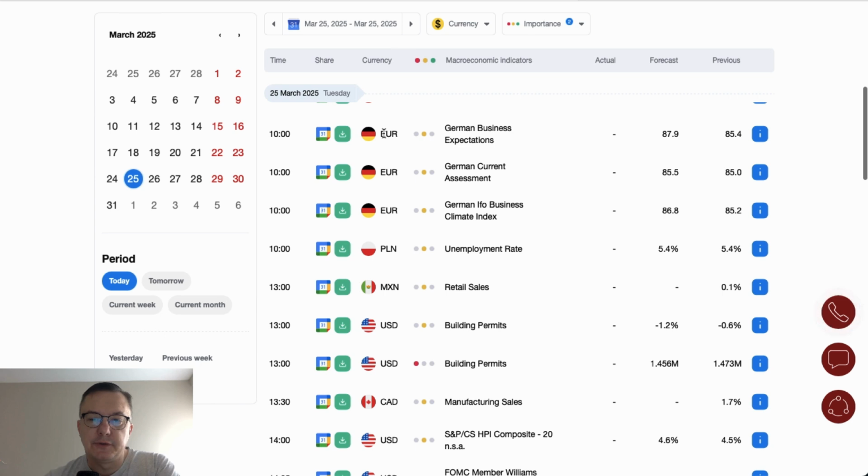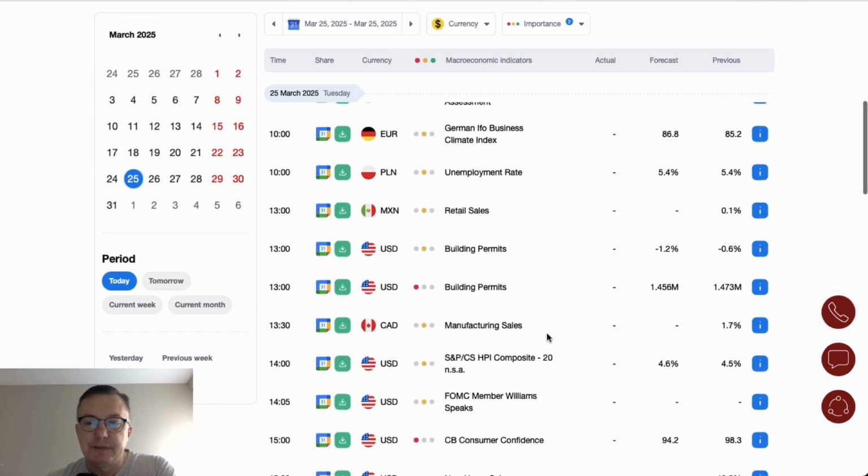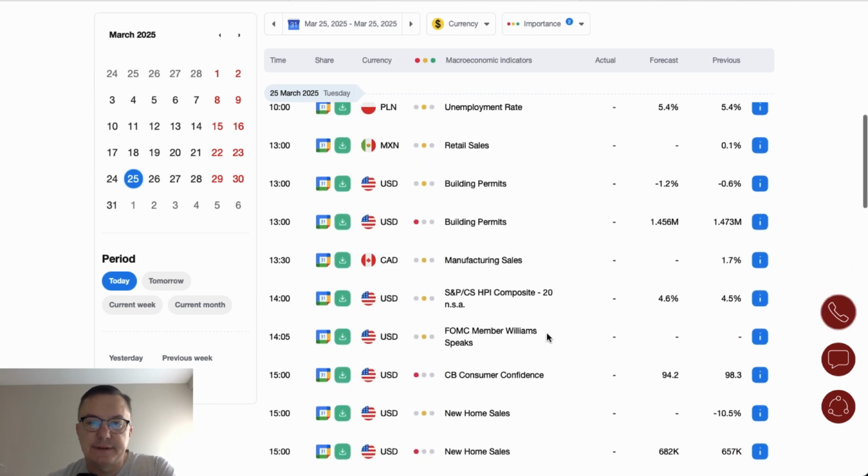Now we are waiting for the data from the German business expectations, German current assessment, and German IFO business climate index data, scheduled for release at 10 o'clock. As you can see, market participants expect improvement of the business climate and business expectations in Germany. Unemployment rate in Poland is scheduled for release at 10 o'clock as well.